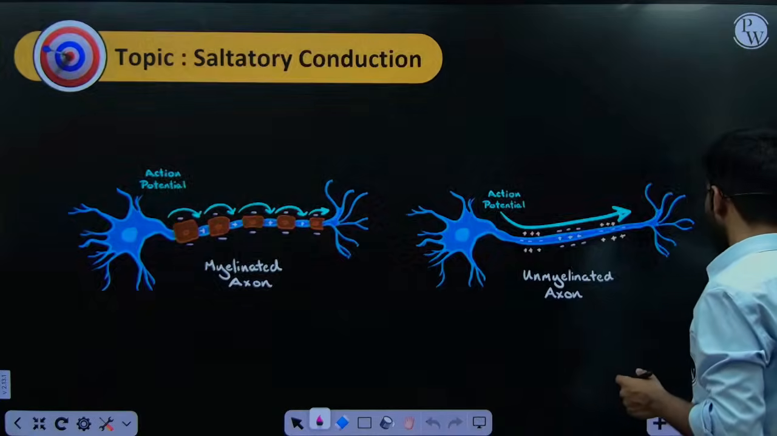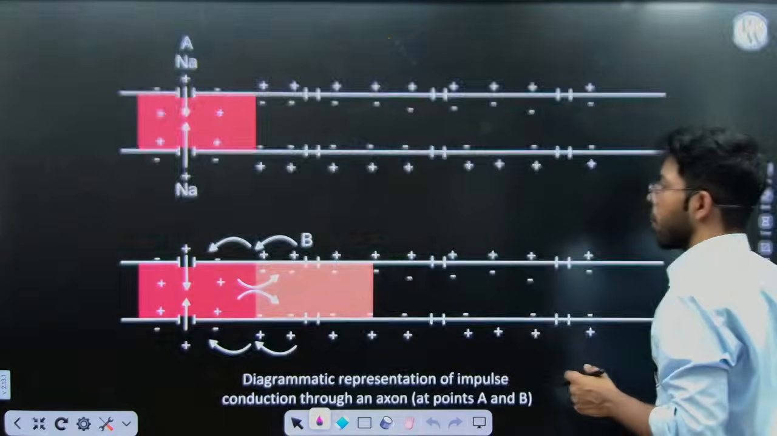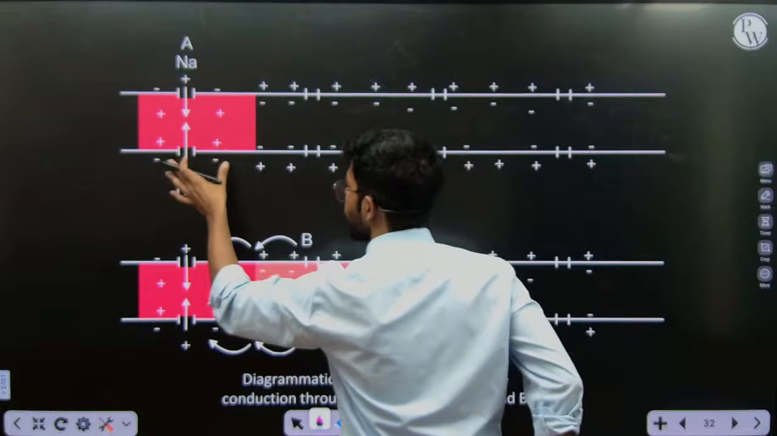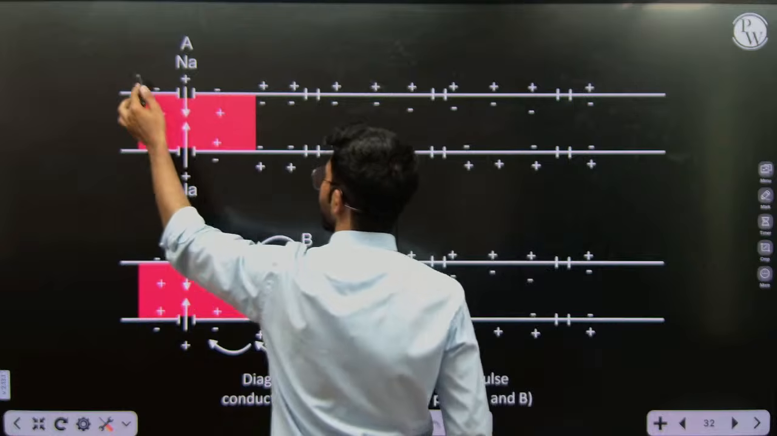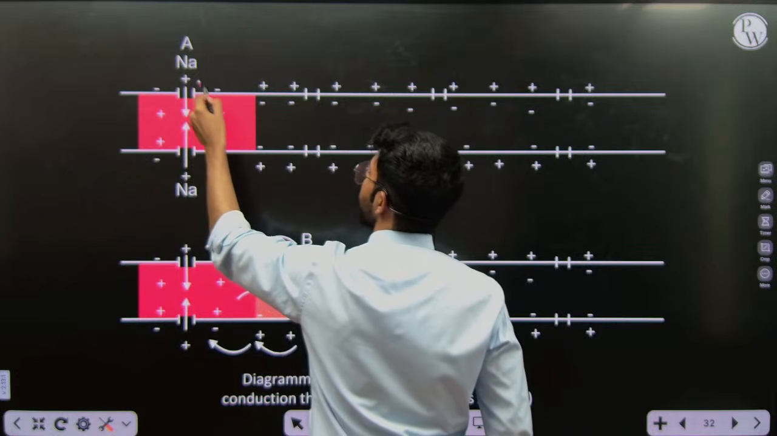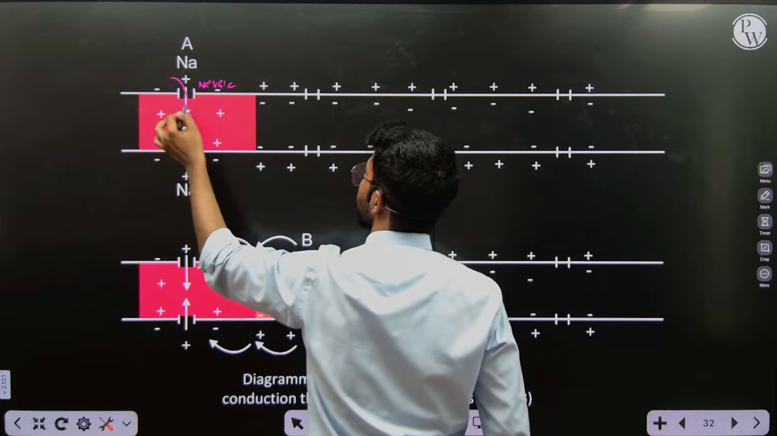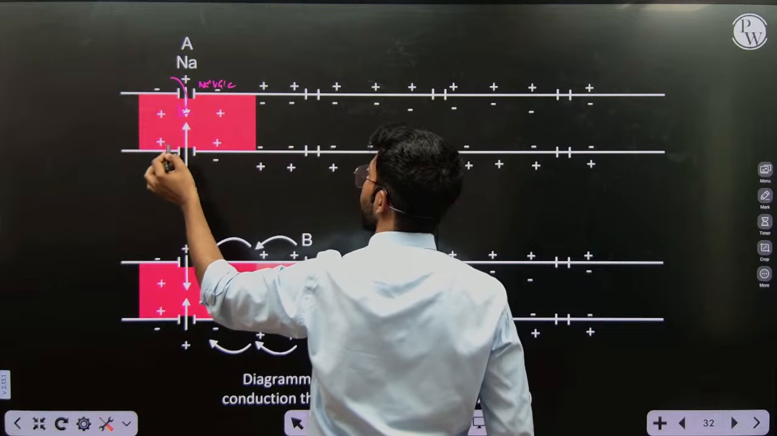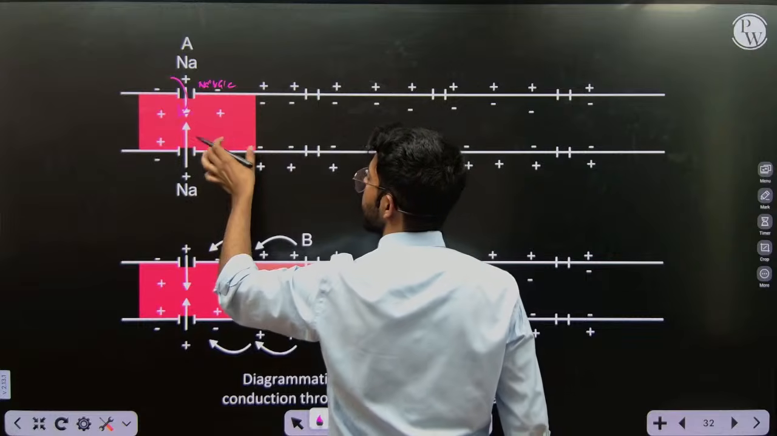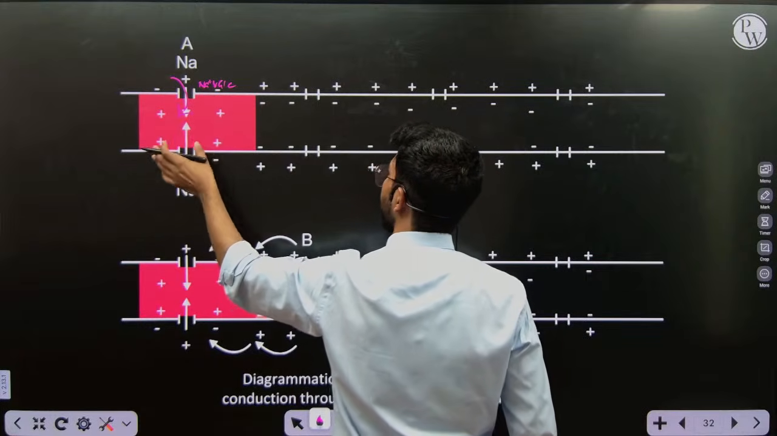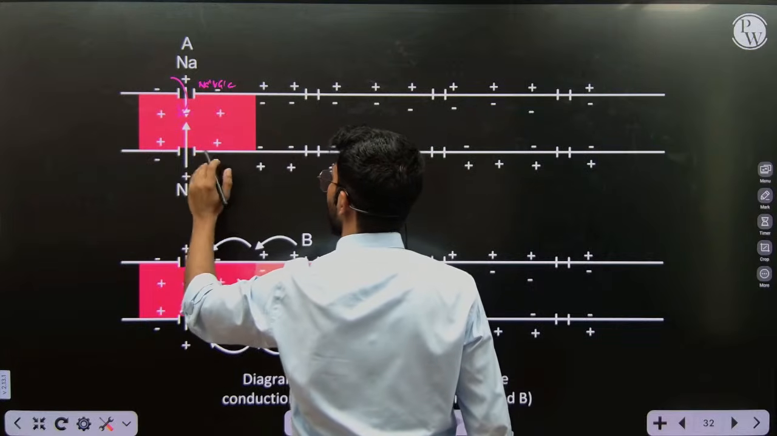And now the next phase. You can see this is given in your NCERT also. When we provide a stimulus to the neurons, the sodium ion VGICs open, and there is an influx of sodium ions which reverses the polarity. Now the potential inside the cell or cytosol is positive across the membrane, and negative outside the cell.